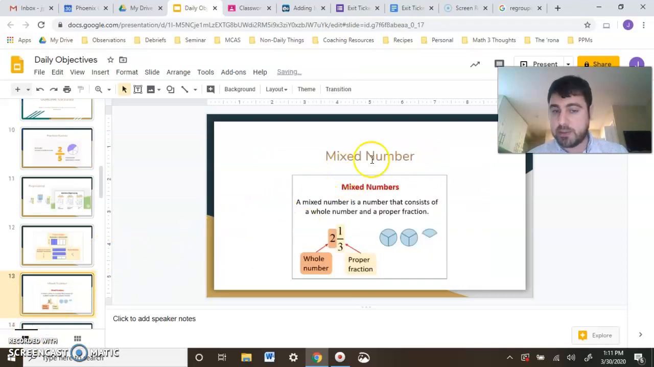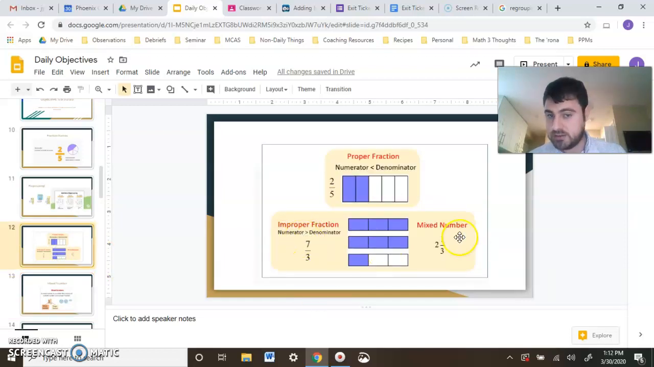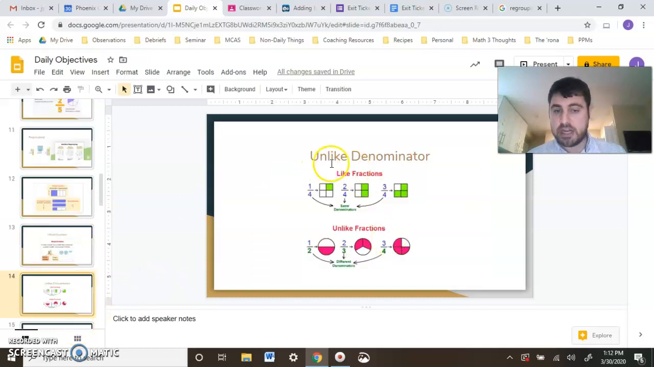Additionally, we're going to talk a little bit about mixed numbers. That's where we have our whole number and our proper fraction. Look how it's similar to our improper fraction. We're going to be talking a little bit about these unlike denominators. What is an unlike denominator? That's right, when the denominators are different. What does a different denominator mean? That's right, it means different size parts.